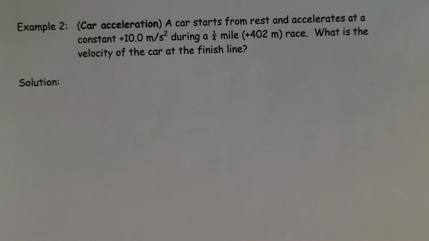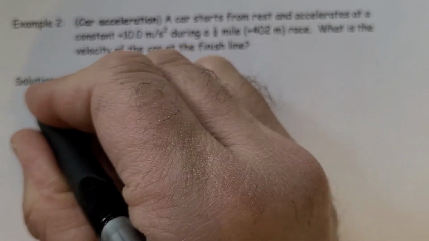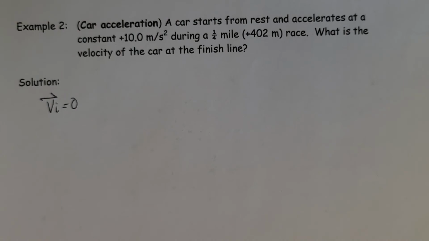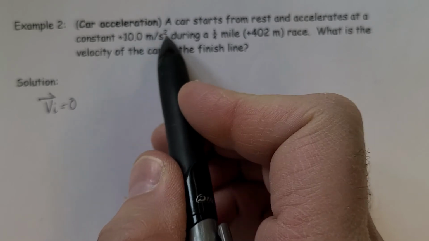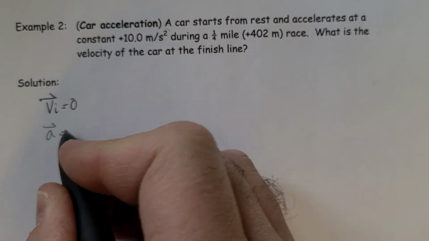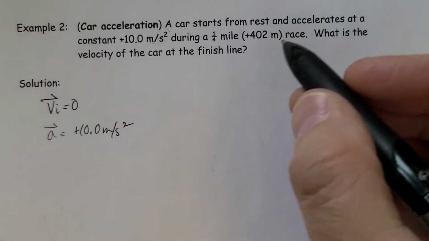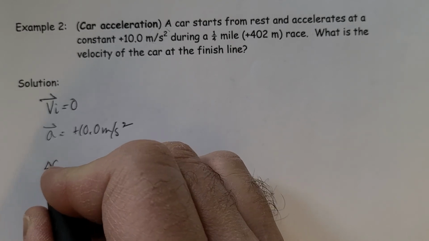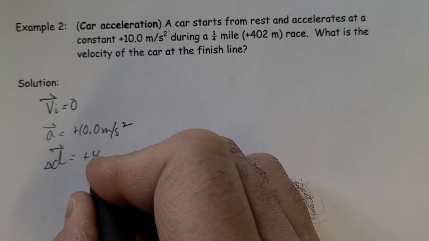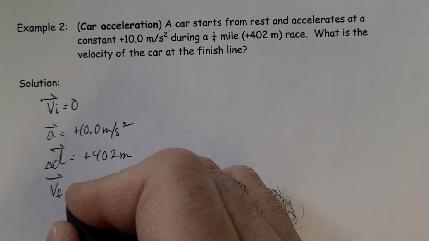All right, the next one here. Again, we're looking at something accelerating. A car starts from rest. Boom, right away we know that's true. And accelerates at a constant rate of 10 meters per second squared. Oh, when you have that meters per second squared, that represents acceleration. During a quarter mile, or that's 402 meters. So that, of course, is D. That's how far I'm going. What is the velocity of the car at the finish line?